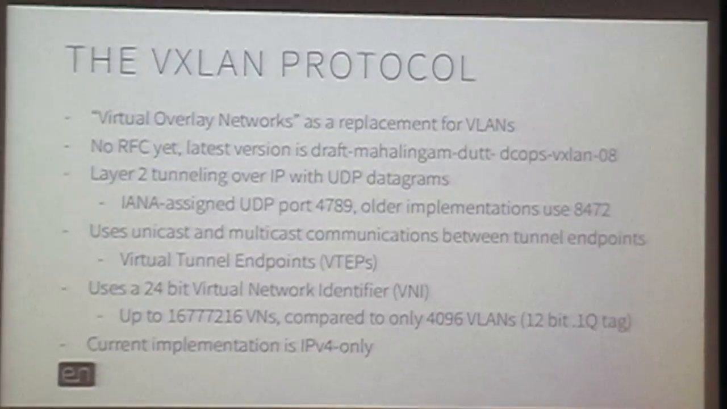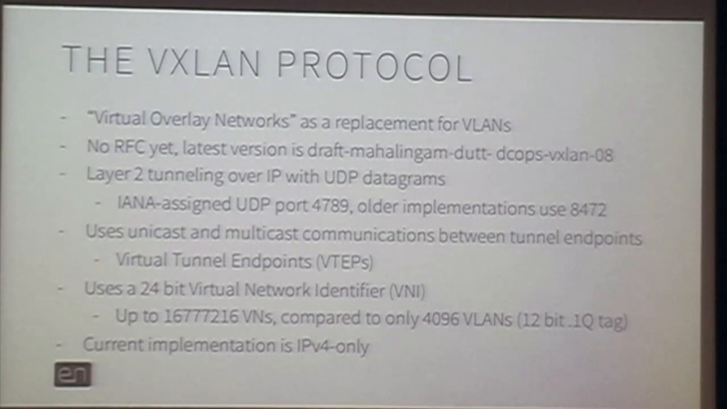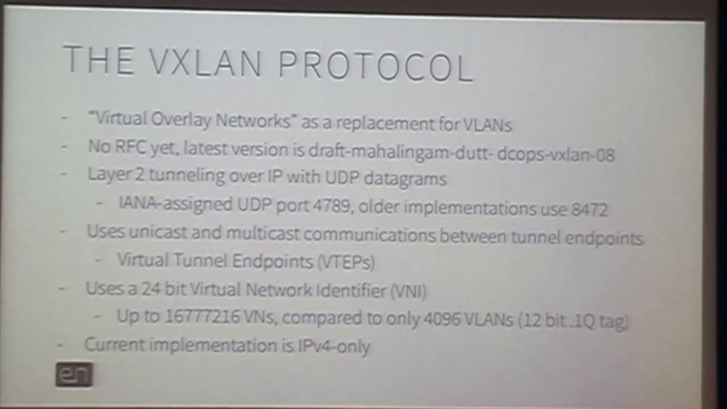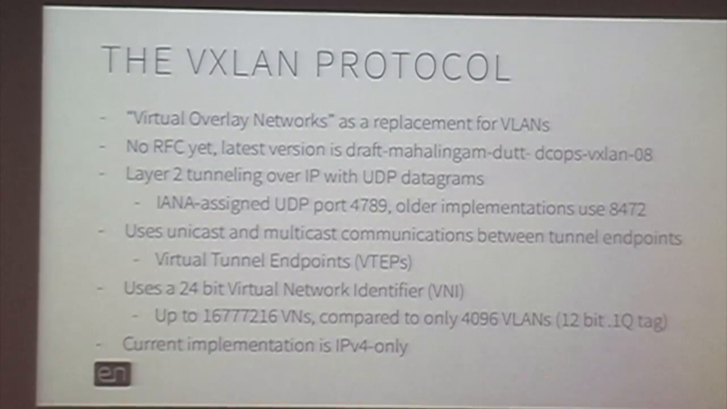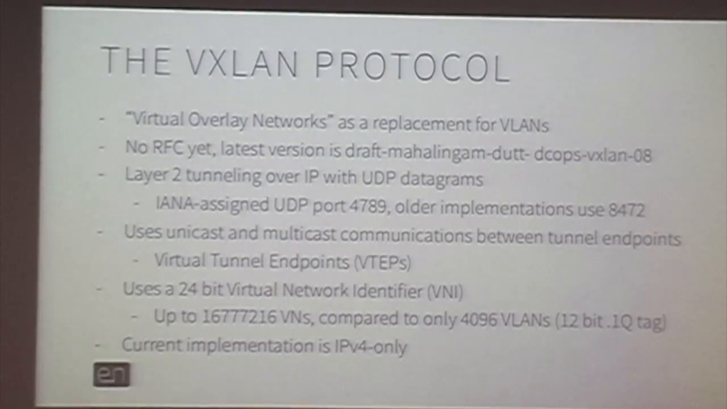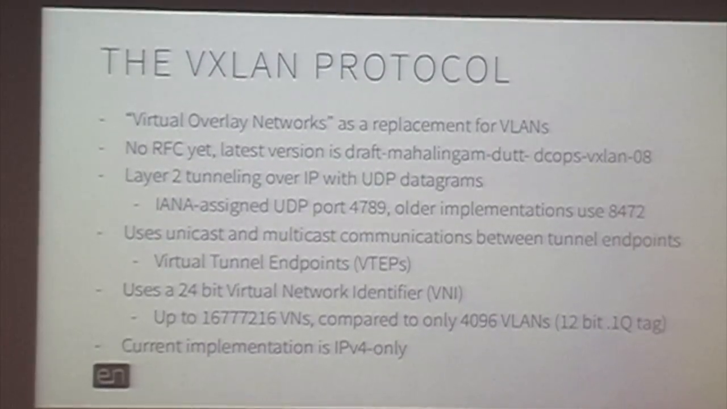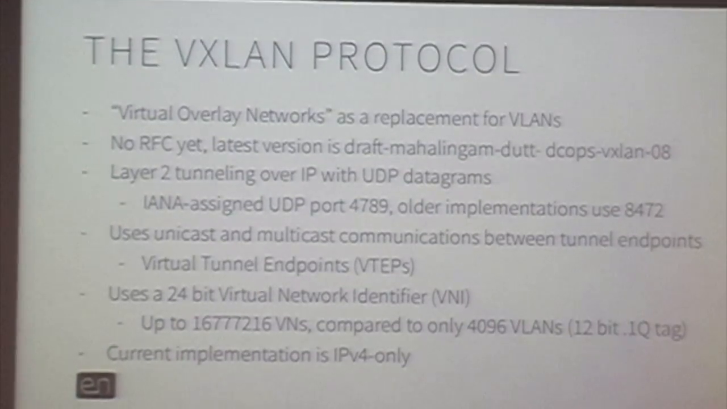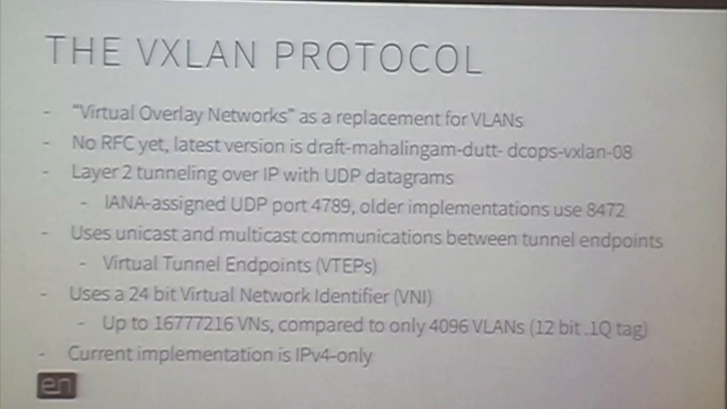So VXLAN, as a first example, is a very simple protocol for so-called virtual overlay networks, and it's basically replacing VLANs. So VLANs are limited in different respects. So one thing is, for VLANs you only have 12-bit tags, so 4K of VLAN IDs, and in VXLAN you have a 24-bit identifier, so it's like 16 million virtual networks.